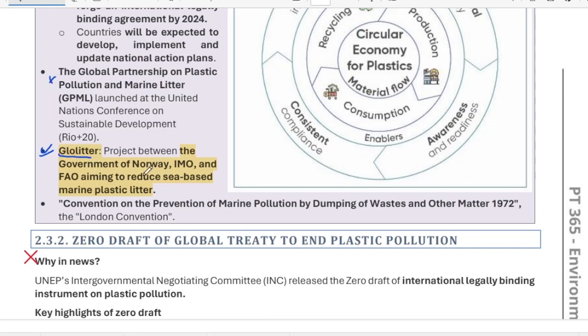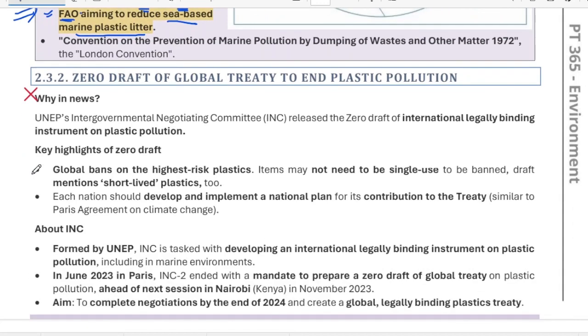GloLitter. What is this? The government of Norway, IMO, the International Maritime Organization, that we have already discussed in the previous videos, and FAO, Food and Agriculture Organization, aiming to reduce sea-based marine plastic litter. So whatever the plastic litter is in the seas and marine areas, in order to reduce that plastic, the GloLitter project has been launched by Norway, IMO, and FAO. You must remember about this GloLitter project. Okay. Otherwise, nothing is important as such from the prelims perspective.